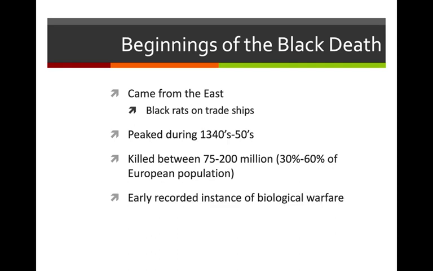This was also one of the earliest recorded instances of biowarfare. Mongols would, when they were trying to invade an area, take plague corpses and catapult them over castle walls. Castles really served as a type of defense because everybody could hide behind the castle walls and be protected, until the plague corpses were flung in there and spread plague throughout the castle.